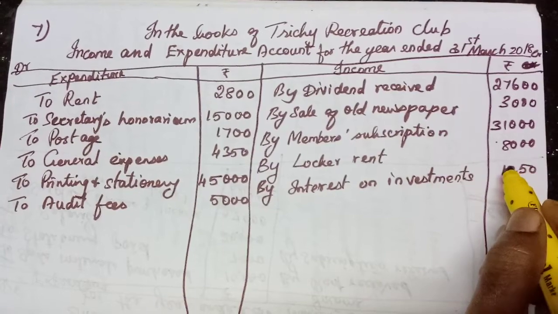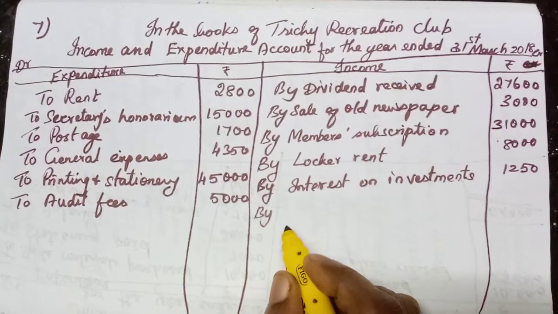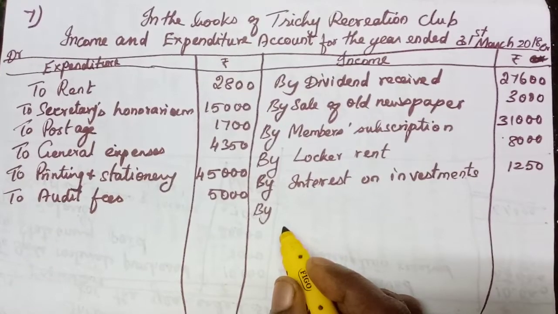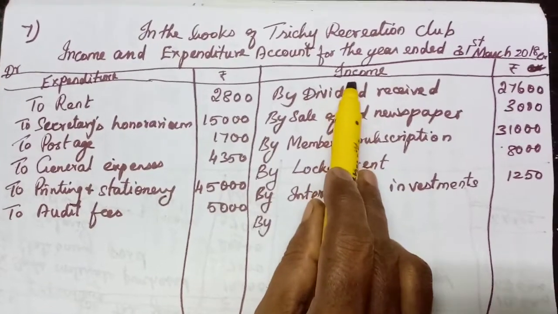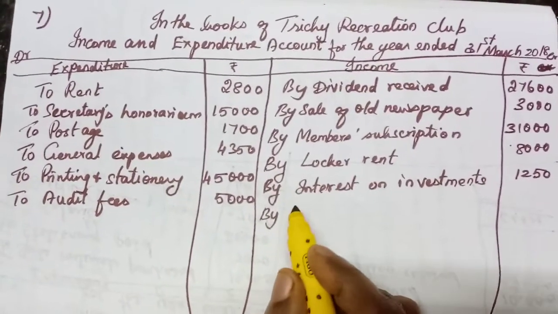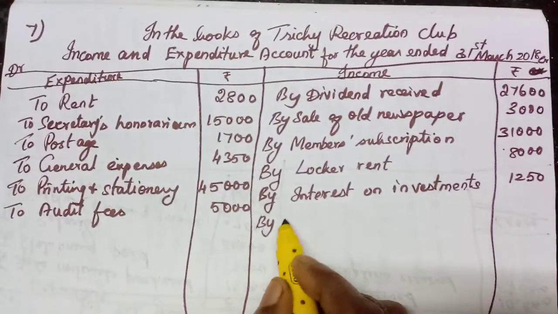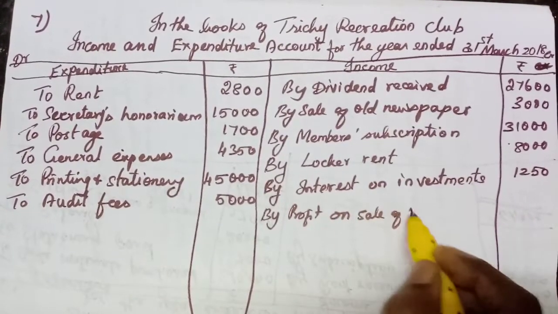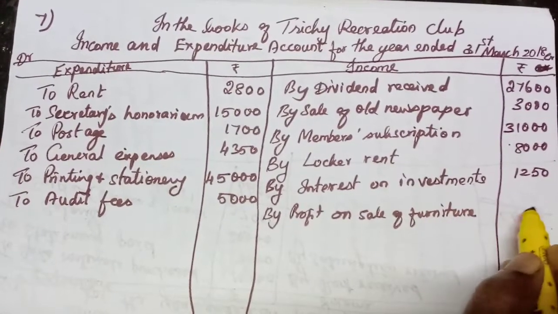Then sale of furniture. We should not write sale of furniture as such. We have to calculate if it is a profit or loss. The furniture at 4,400 we have sold for 5,000, so we have got a gain. That's why we are writing it on the income side. If it is an expenditure loss, then we have to write it on the debit side. Here we will write by profit on sale of furniture, 600.